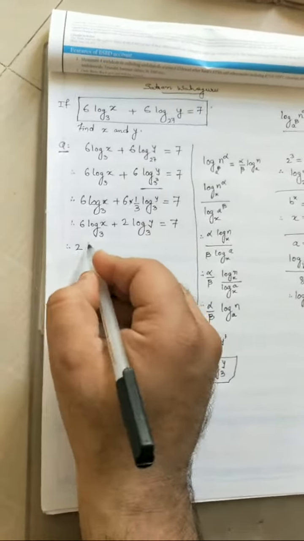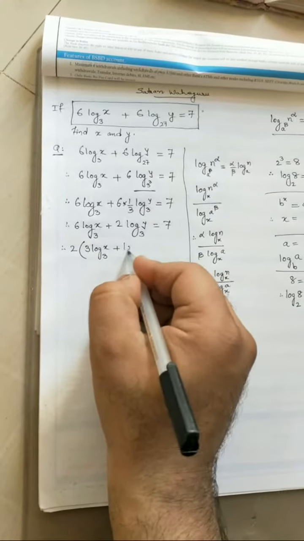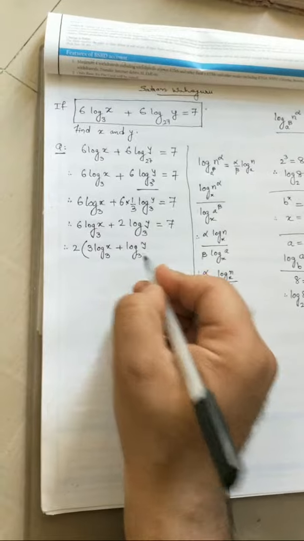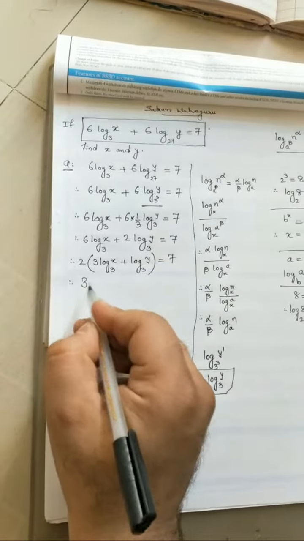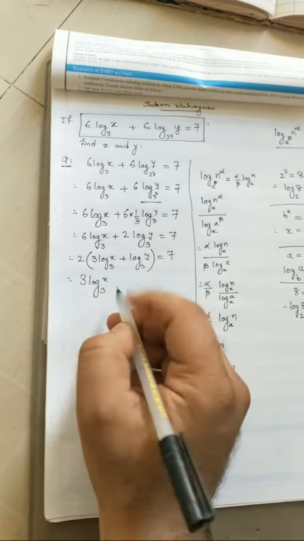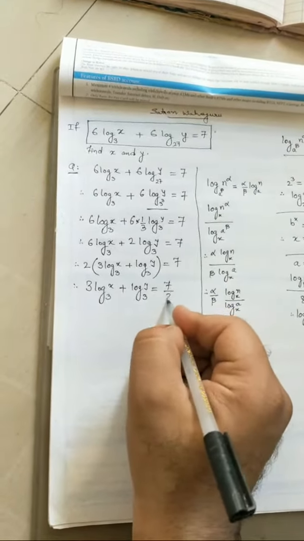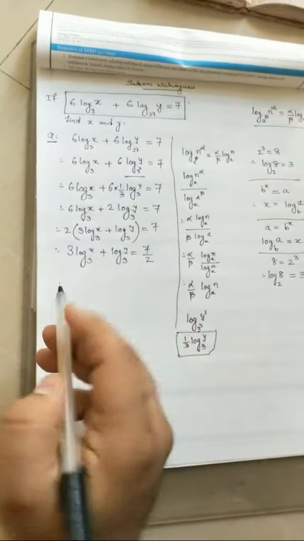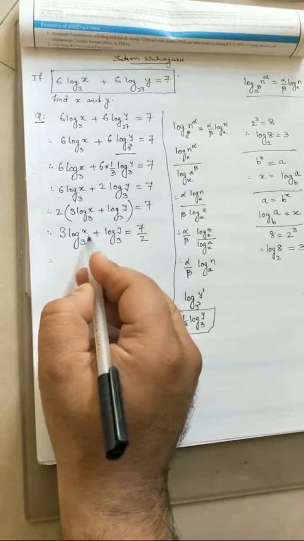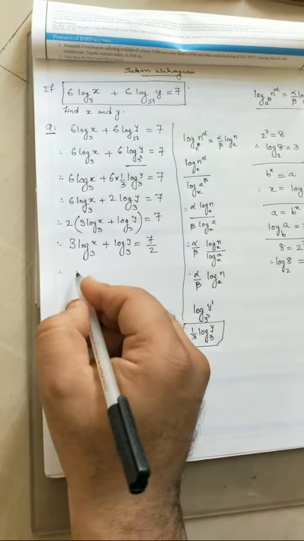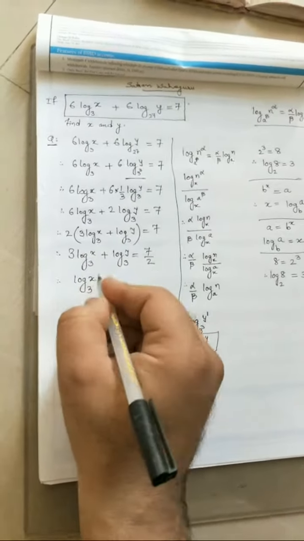Taking 2 as common, we will get 3 log x to the base 3 plus log y to the base 3 is equal to 7. Taking 2 on the other side, we are left with 3 log x to the base 3 plus log y to the base 3 is equal to 7 by 2, because 2 is taken on the other side. Now these are logs with common base 3 and are in addition. So first of all, let us do a thing. Let's write this term as this. Okay.